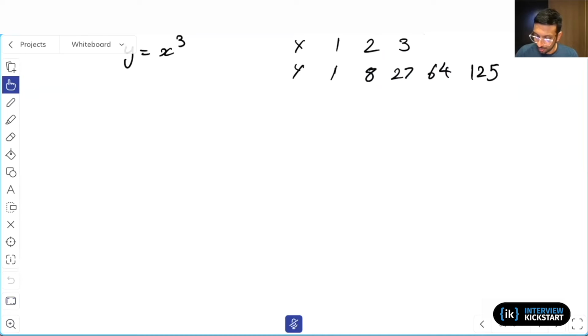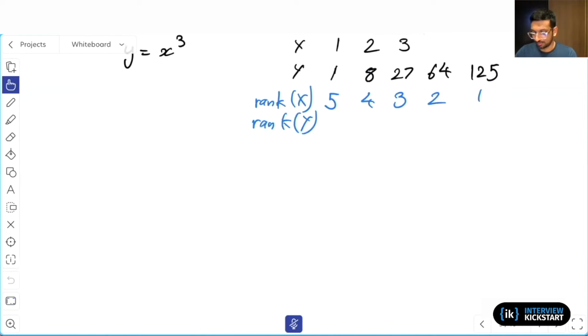And now what we're going to do is take the value of the rank. So what does the rank of x look like? When x is 1, the rank of x is actually 5 because that's the lowest value. And we see the rank go down 5, 4, 3, 2, 1. And what about the rank of y? We know that x cubed is a constantly increasing value, so this is going to have the same values of rank as well. So 5, 4, 3, 2, and 1.